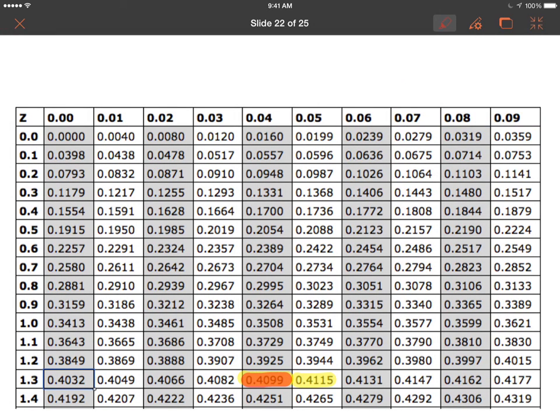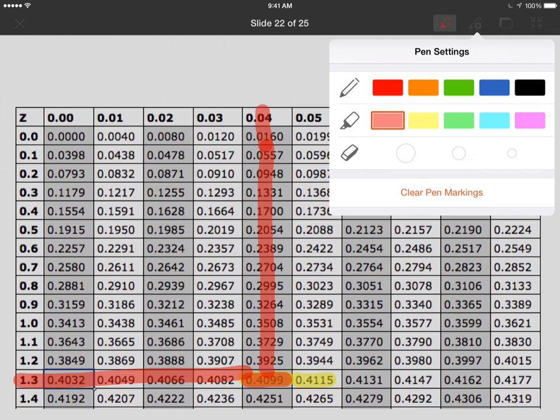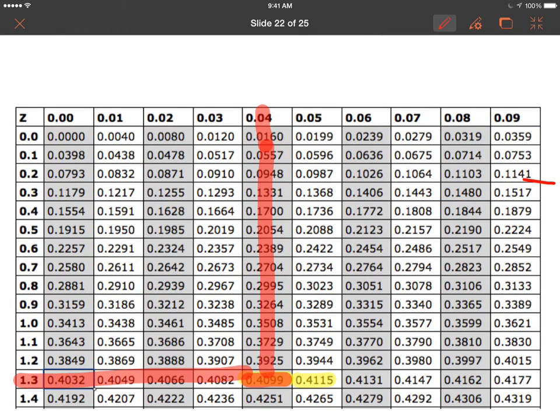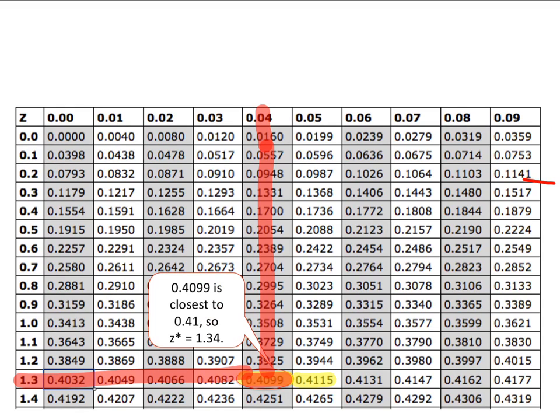Okay, so that's the area, and I'm looking for the z-score. So I'm going to look up and to the left. And so my z-score is 1.34. Does that make sense?